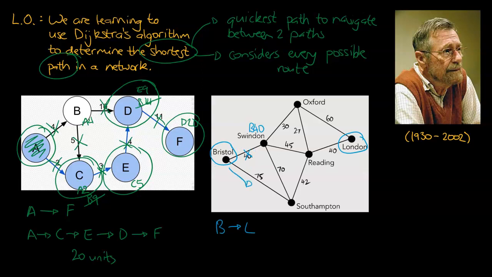Let's go from Bristol to Southampton. So next to Southampton, we're going to write B75. So we've got B75, and that relates to B for Bristol and 75 for the edge. So cross out this here.